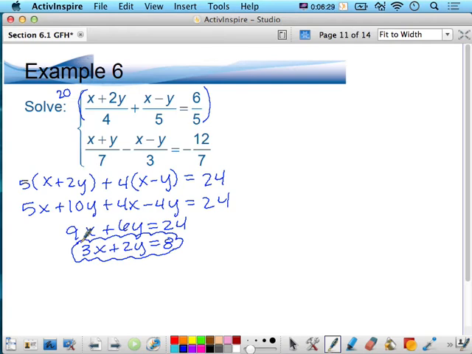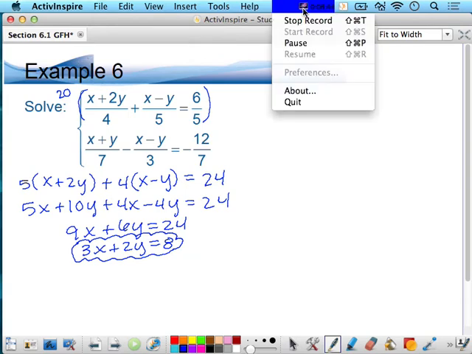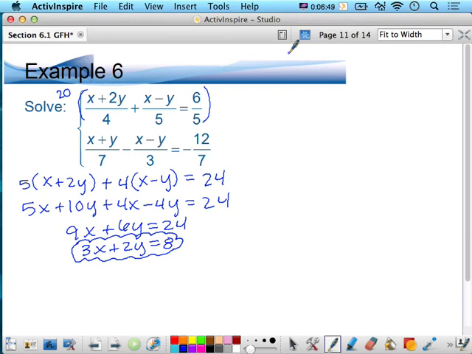Wait, why did you reduce it? Because I could. You don't have to. We could stop at 9x plus 6y equals 24. Where did the other numbers go? I divided both sides by 3. Oh. You know how like in an equation you can multiply both sides by something? You can also divide both sides by something. So I just divided everything by 3. So I've cleaned up the first equation. Now I want to go through and work on the second equation.